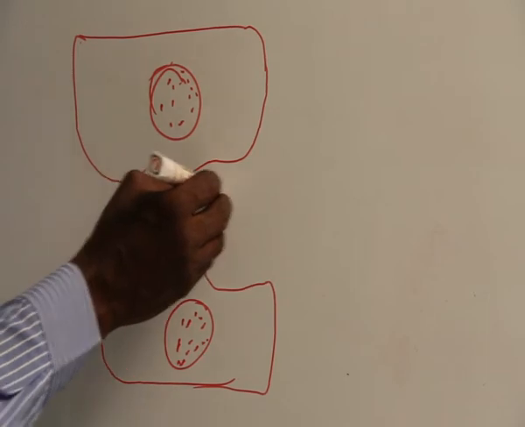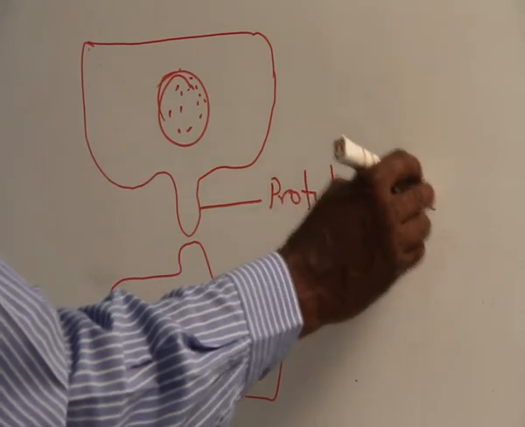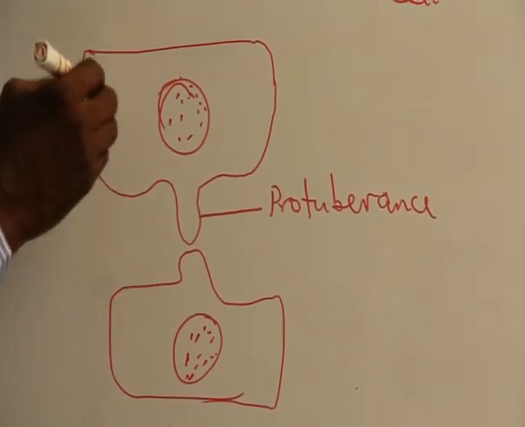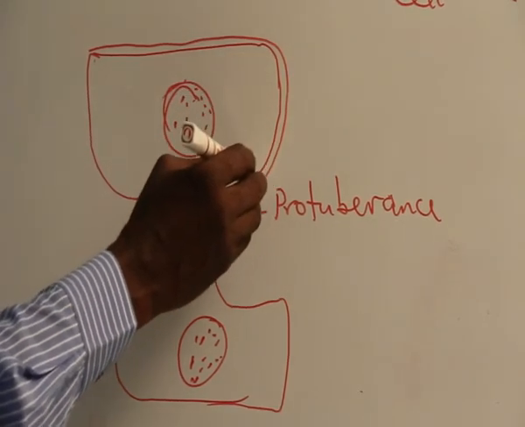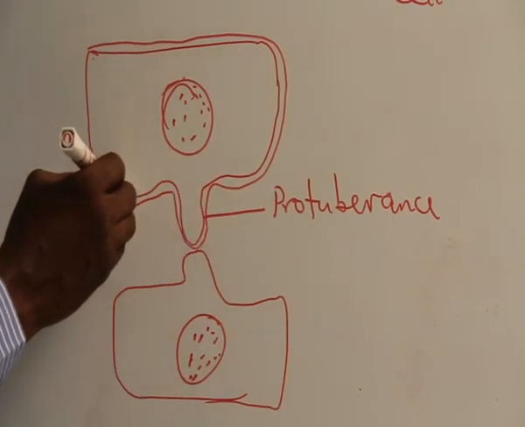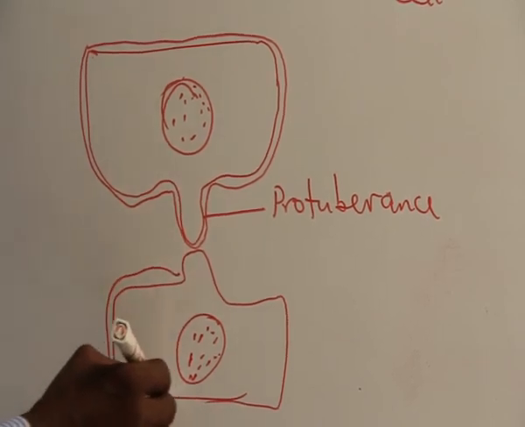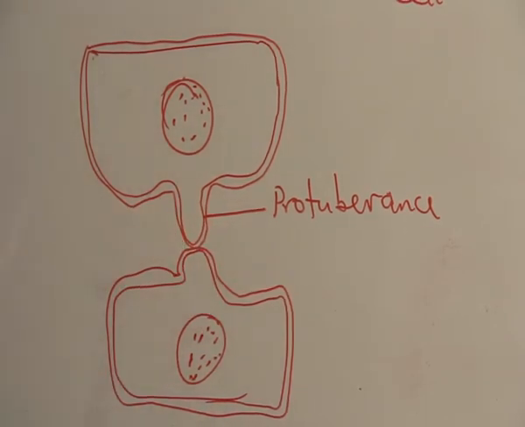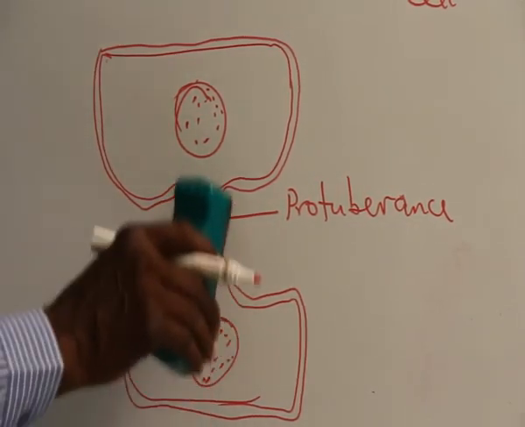This is now the protuberance. The cell wall now forming a protrusion or a projection, trying to meet each other. At the end, the two will meet. At the end, the cell walls that are protruding will meet. And once they meet, the cross wall will dissolve.